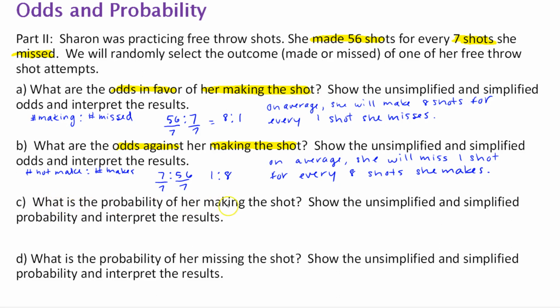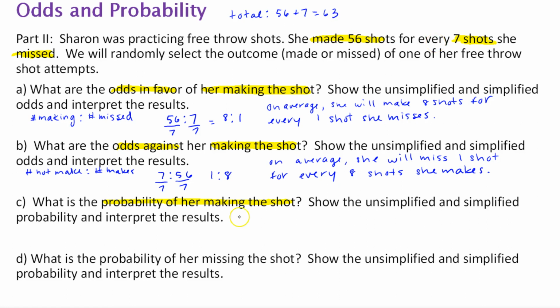We're asked, what is the probability of her making the shot? Okay, so now we want a probability, and we've been given the odds and we've been given the parts. But remember, making the shot and not making the shot are complement events. So the total number of possible outcomes, the way we can think of this, is the sum of the 2 parts. So 56 plus 7, and I believe that's 63. Okay, so when we find the probability, we want the number of ways she can make the shot divided by the total number of possible outcomes.